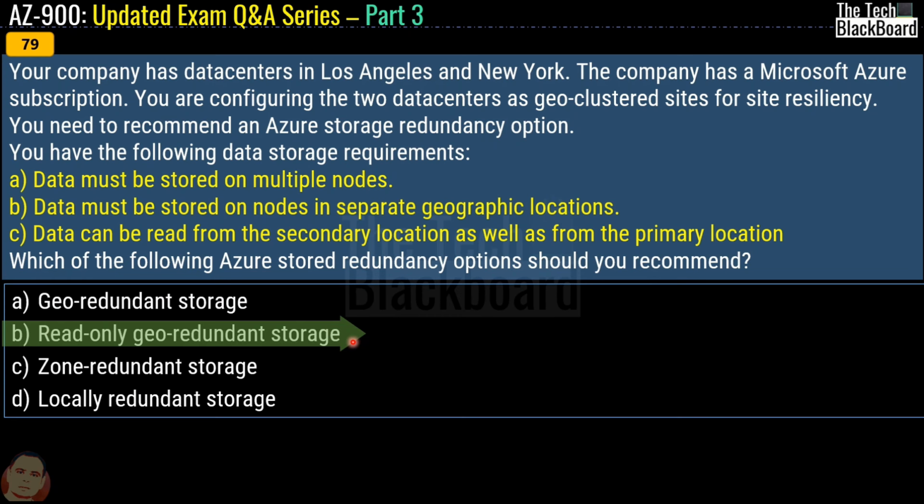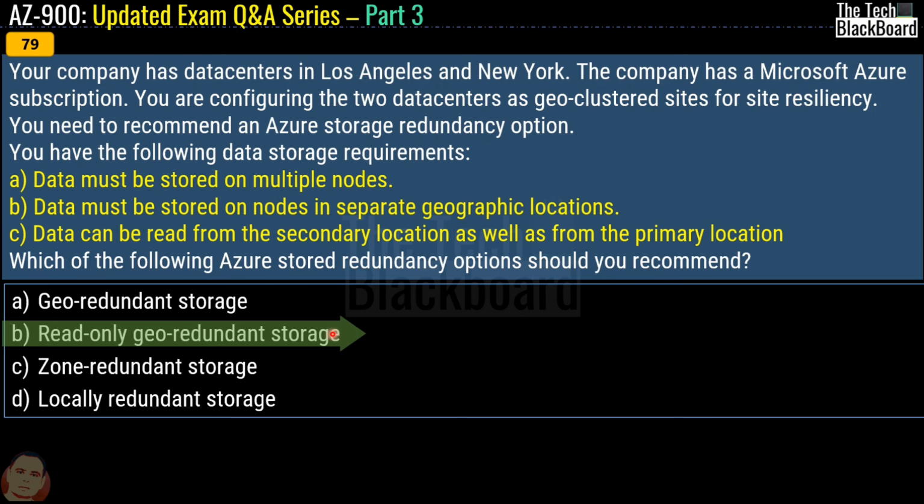Now friends, in our last series on AZ-900, many of you asked me a question: why choose read-only geo-redundant storage over geo-redundant storage, even if read-only geo-redundant storage is a little costlier. Here you have to understand that in case of geo-redundant storage, the second region cannot be accessed or read from until the storage account fails over. On the other hand, RAGRS or read-only geo-redundant storage allows you to have higher read availability for your storage account by providing read-only access to the data replicated to the secondary location.